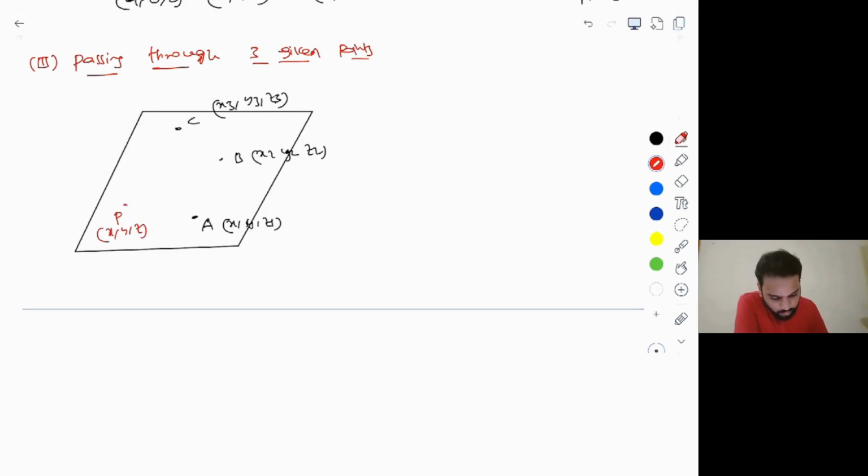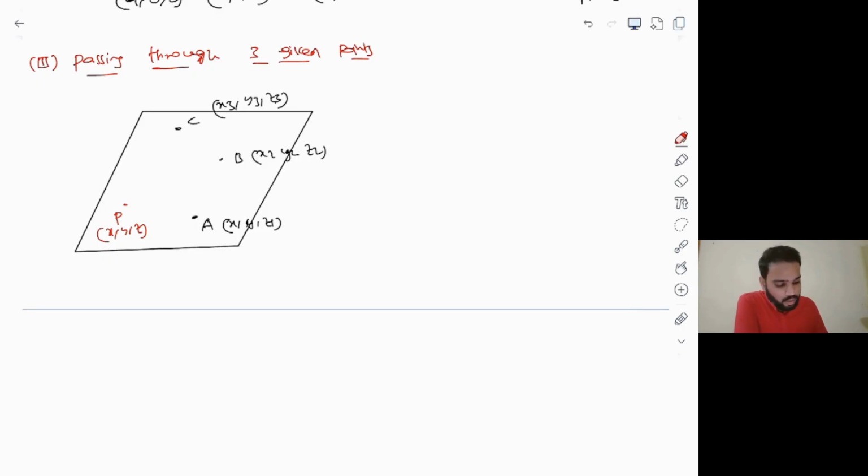x comma y comma z. Okay. So the trick here is whenever you want to construct a plane, always try to form three lines which are coplanar. If you are writing in the form of vectors, you construct vectors, and if you are writing in terms of Cartesian form, construct lines.